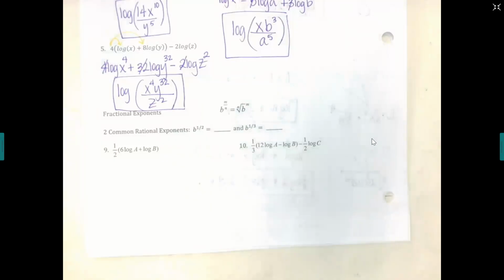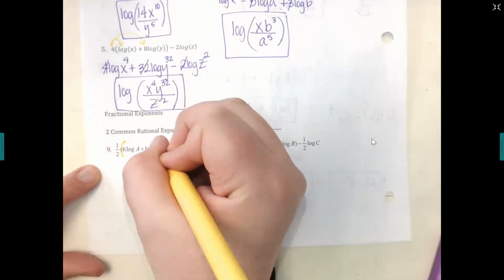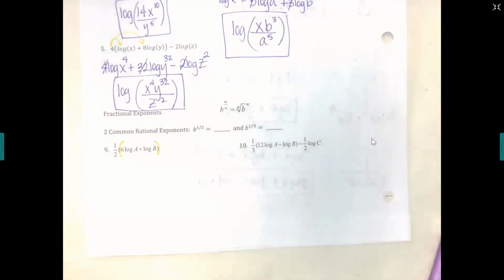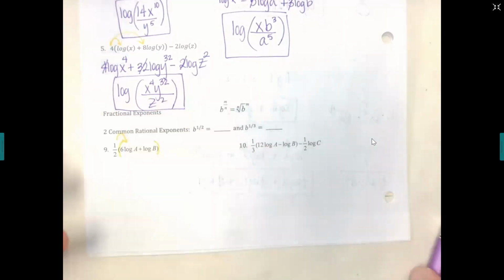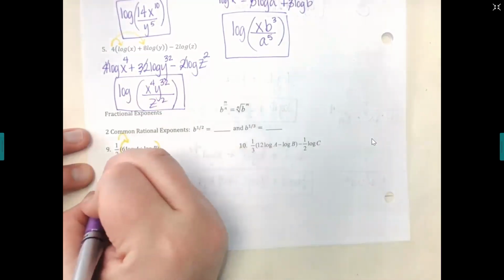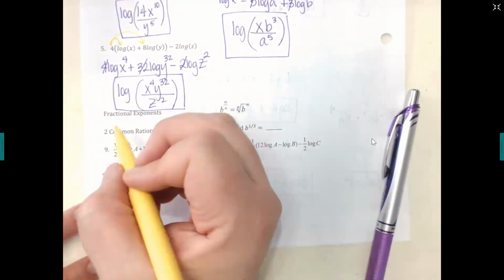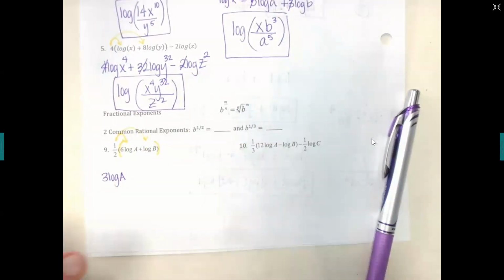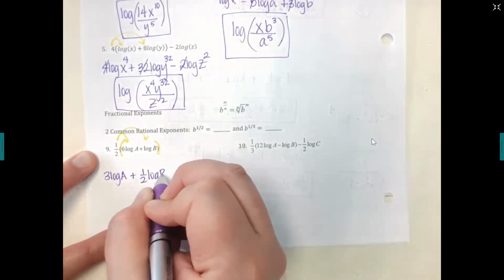Okay, last 2 questions, almost done. Take a look at number 9. On the outside, I see that I have a 1/2. If there are parentheses, okay, you should not do any combining until you've pushed that 1/2 into both terms. So what is 1/2 times 6 log a? 1/2 of 6 is 3 log a. And then I'll do 1/2 times my log b. Just makes it basically a 1/2 log b.